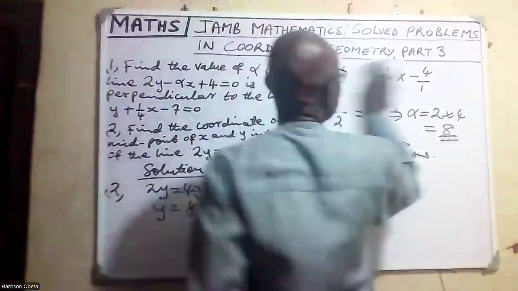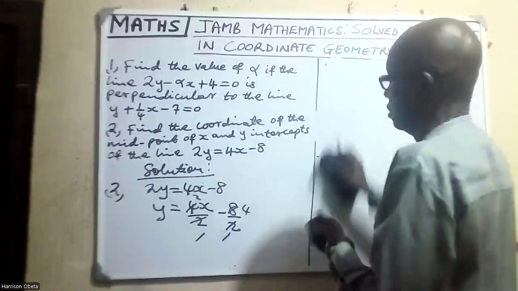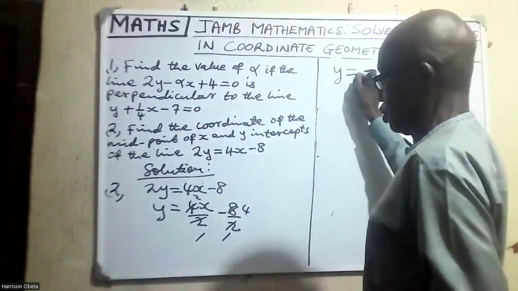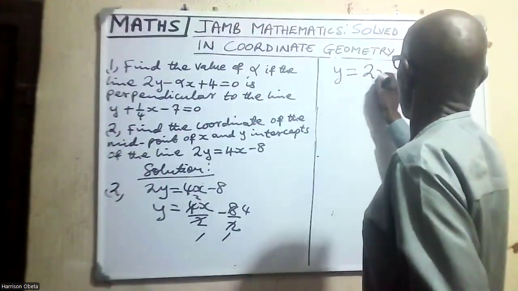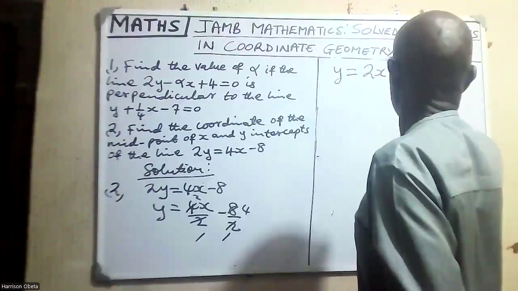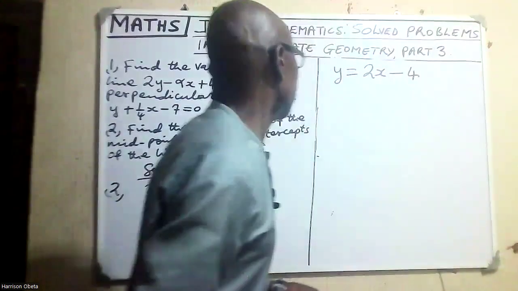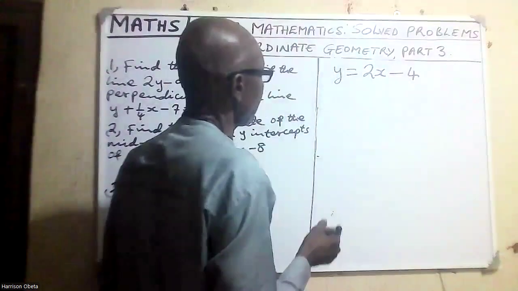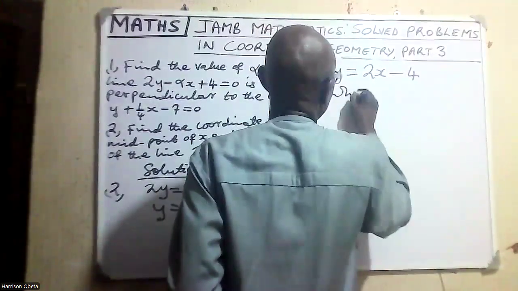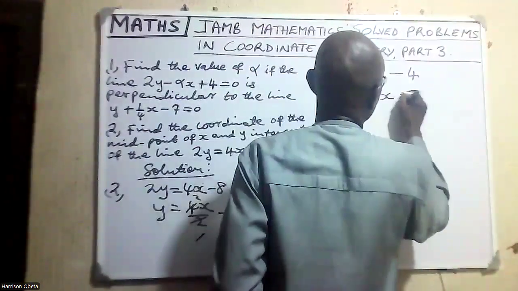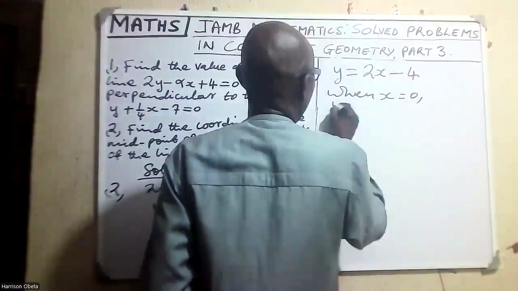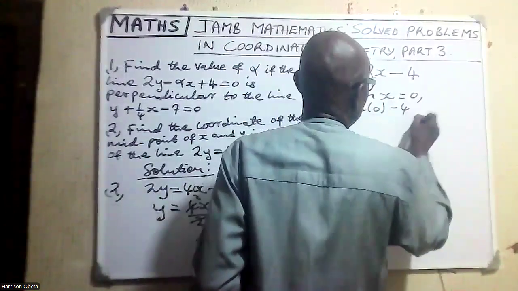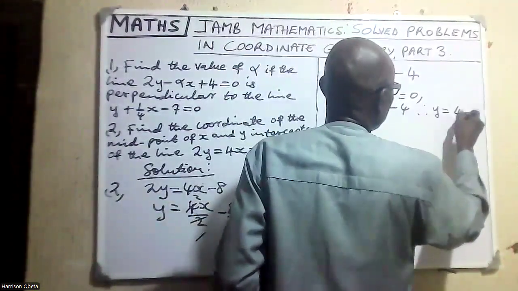From here, we are now going to have y equal to 2x minus 4. So for us to find the coordinates, in order to get our midpoint, we have to find the intercepts. So when x equal to 0, it means that y is equal to 2 into 0 minus 4. Therefore, y is equal to minus 4.